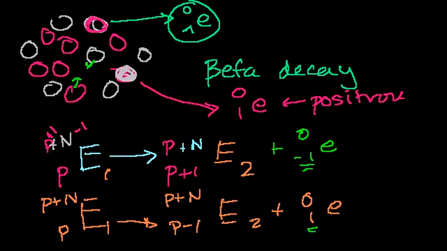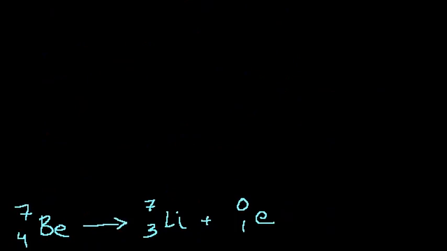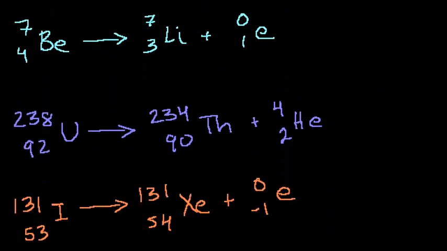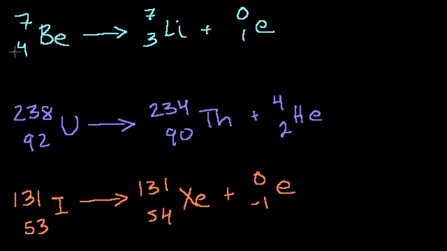So everything we did has been a little theoretical. Let's do some actual problems and figure out what type of decay we're dealing with. So here I have beryllium-7, where 7 is its atomic mass. And I have it being converted to lithium-7. So what's going on here? My nuclear mass is staying the same, but I'm going from 4 protons to 3 protons. So I'm reducing my number of protons.